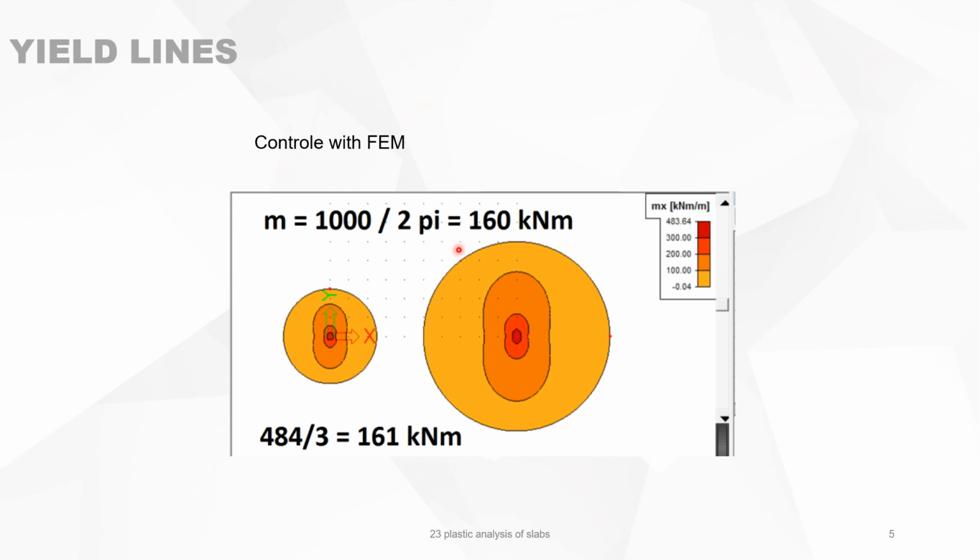Moreover, the value of the total moment volume is the load P, the load of 1000 kilonewton is used here, divided by 2π, which is 160 kilonewton meter. That's what we should have had. But when you use the finite element method, you will see it's 161 kilonewton meter. So it's almost the same.